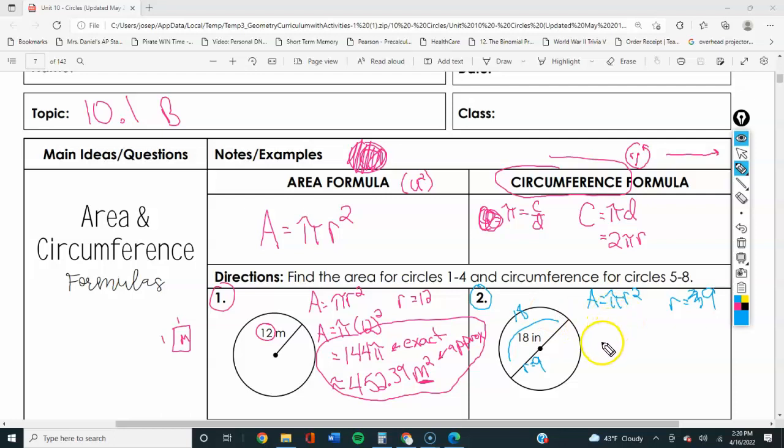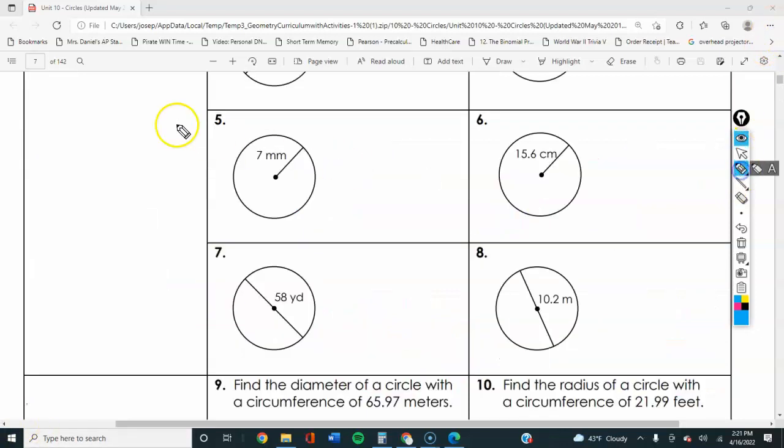So now I take this beast of an equation and I plug in 9 for my r. So that gives me 9 squared, and an exact answer of 81 pi, or an approximate answer when I multiply that out of 254.47 inches squared, square units. Okay? Alright, I'm going to pause for a second. Alright, let's take a look at 5 and 7.